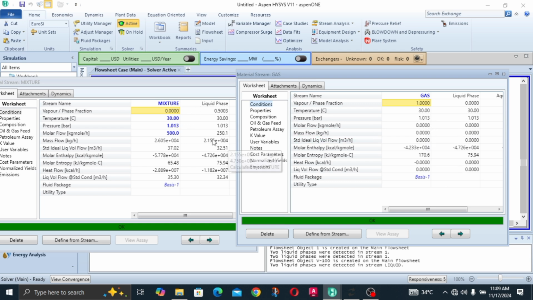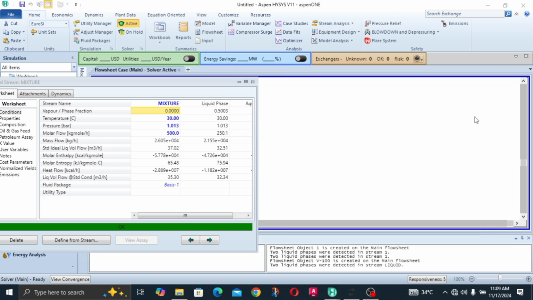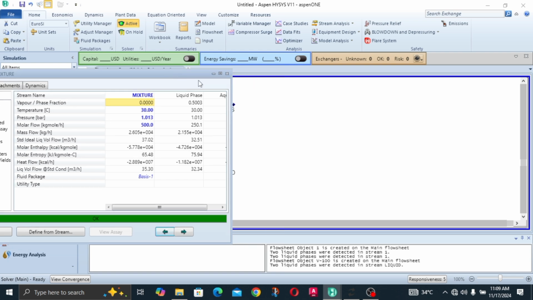But then the flow rates, actually the 3 flow rates, the molar flow rate, mass flow rate, and standard ideal liquid volume flow rate, are all 0 for our gas outlet case. When something is 0, that means it's empty basically. And what this tells us is that the gas stream is empty. When the flow rate is 0, it means there is basically nothing flowing through it. So the gas stream has no gas flowing through it. There's a reason for this, but let's look at our liquid outlet stream first.